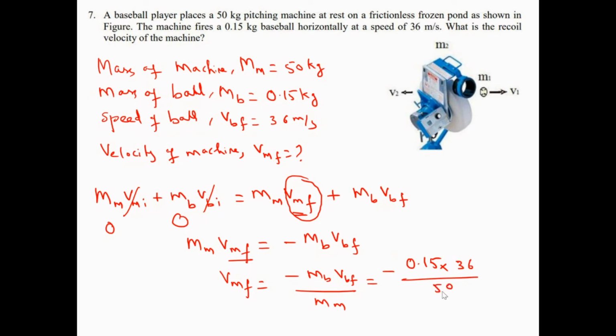So I have to calculate 0.15 multiplied by 36 divided by 50. What's the answer? 0.108, and already we have a negative sign here. So what is the recoiling velocity of the machine? The recoiling velocity of the machine is minus 0.108 meter per second. So this is the answer.